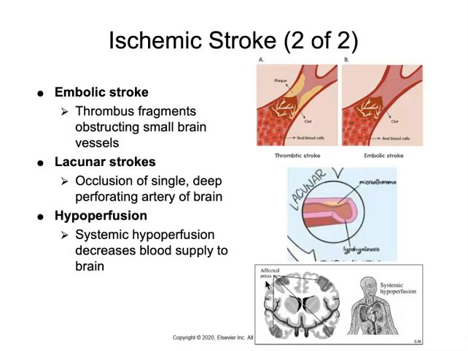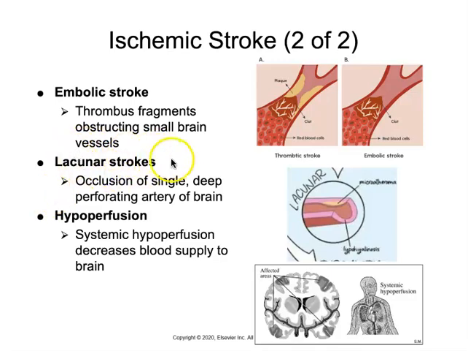And another type is going to be an embolic stroke that happens when a thrombus fragment is going to travel. So you could see that pictured over here where the plaque has moved, and we can have that travel along the bloodstream and block a small brain vessel. And that typically is going to originate from the heart or large arteries.